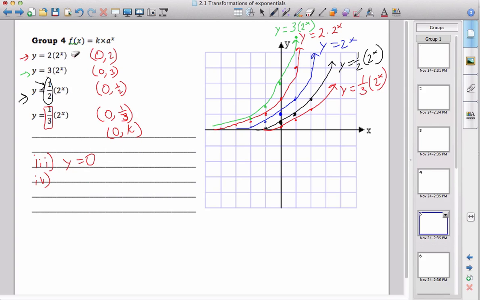And what's the effect, or what's the change when you change k? So you could say that k equals the y-intercept. So when you change k, you change the y-intercept. So k equals the y-intercept, and maybe you could say also that increasing k stretches the graph.